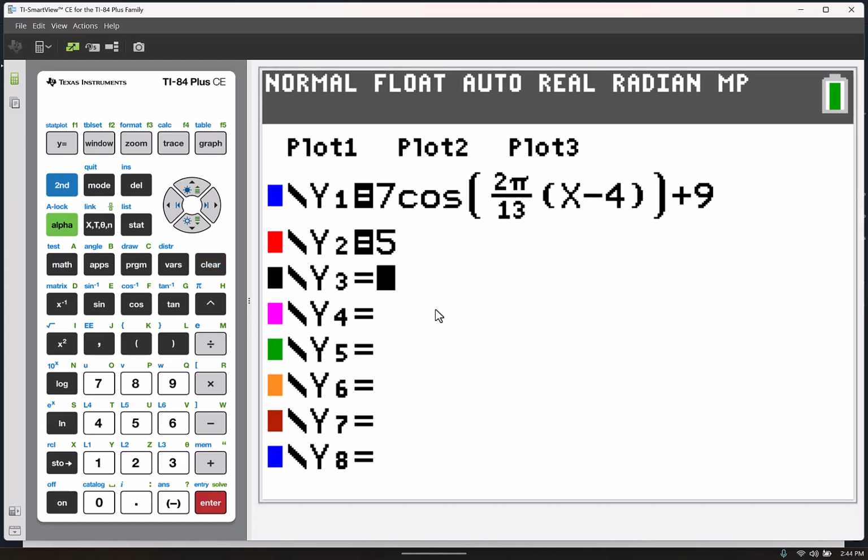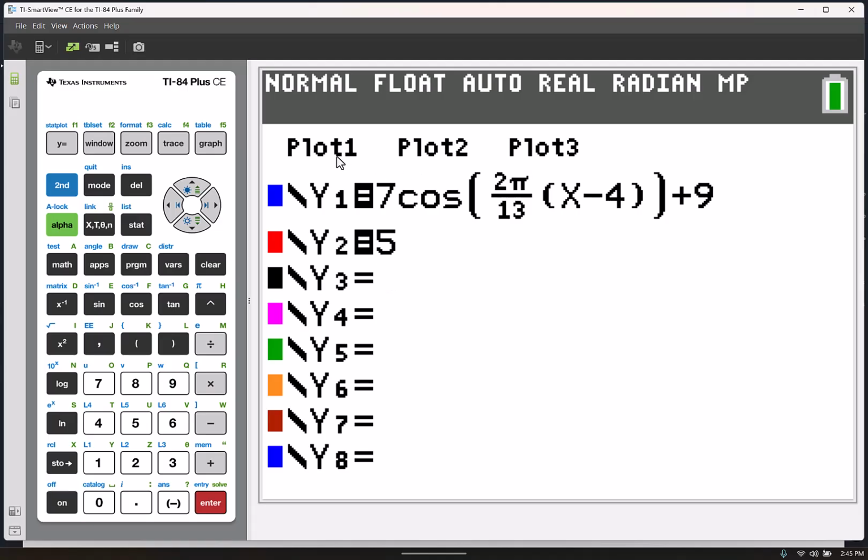I prefer to use the little fraction thingy. Alpha, y equals, enter. To get it to look like this. I like how they put a little curve on the 2 pi. The programmer did that.